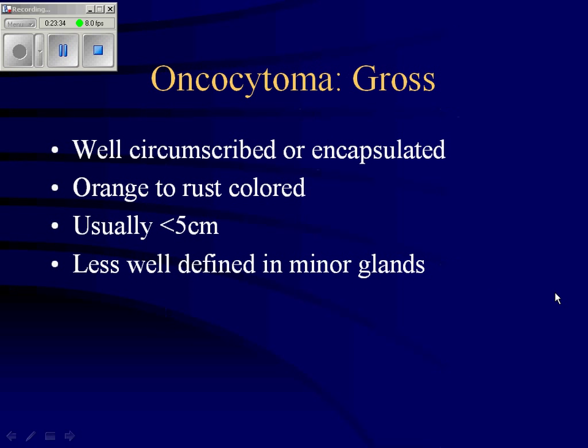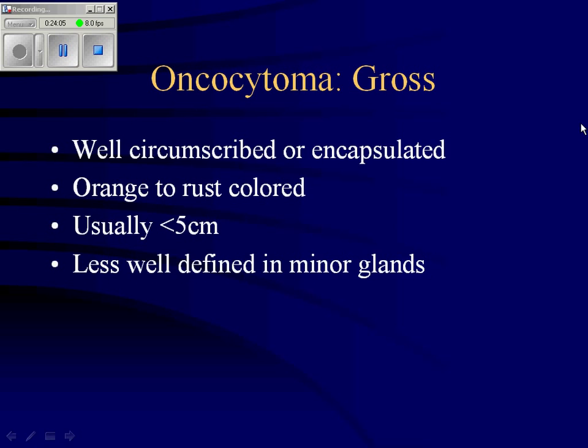Just like a Hurthle cell adenoma in the thyroid, it's pretty similar to that. Grossly, it's well circumscribed or encapsulated. It'll be orange to rust colored. That's because mitochondria have a lot of iron in them. So mitochondria are where you make your energy. Remember all that oxidative phosphorylation. Each of those heme molecules inside the mitochondria have to have an iron in the middle of them to work. So that whole electron transport chain thing, that all contributes to that rust color that you see.